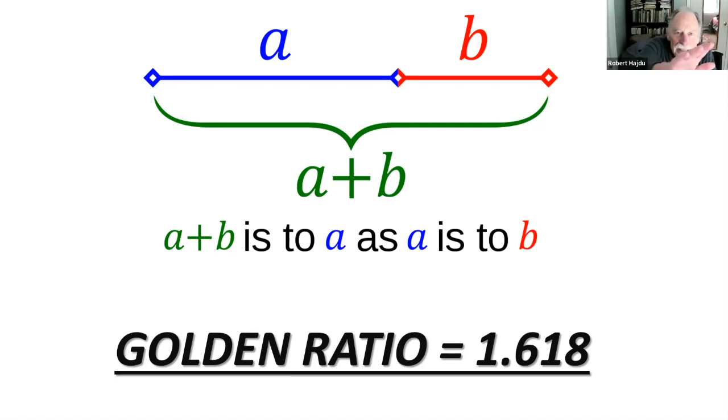A is 1 and AB is 1.618. The ratio between A and B, as it says, is the same as the ratio between AB and A. Can you cogitate that, if possible? I wish I could be clearer, but it's called the golden ratio.